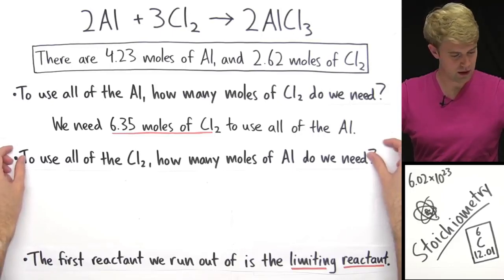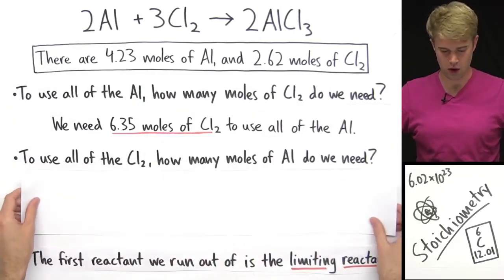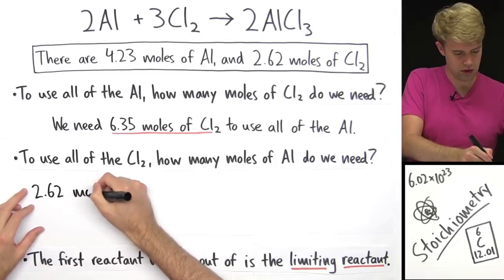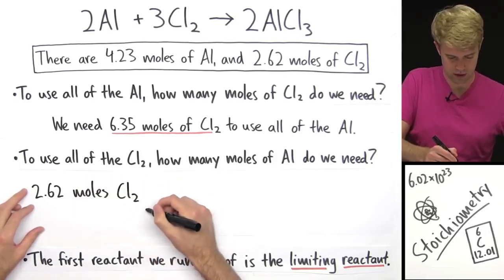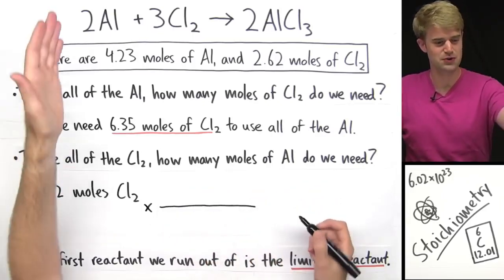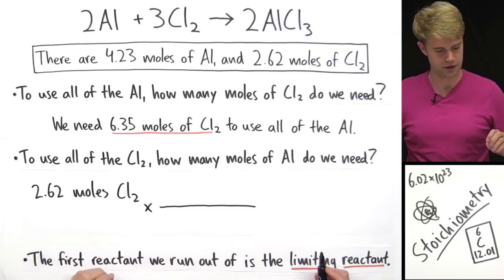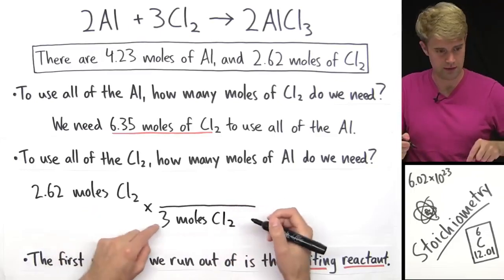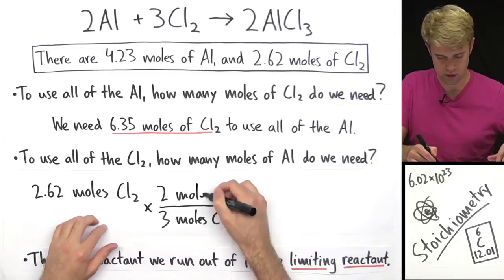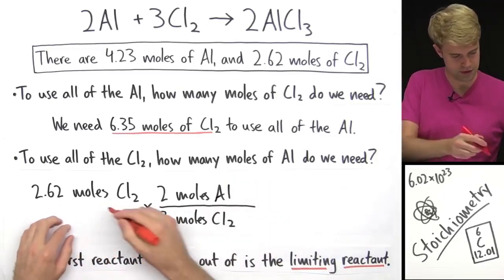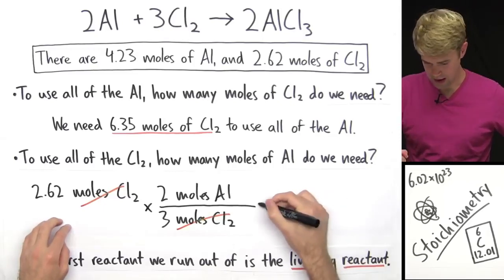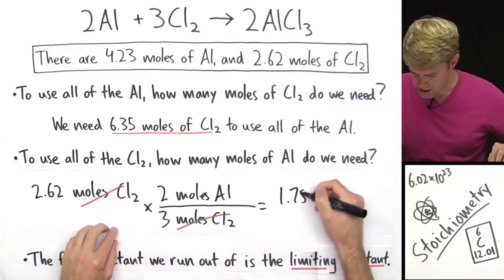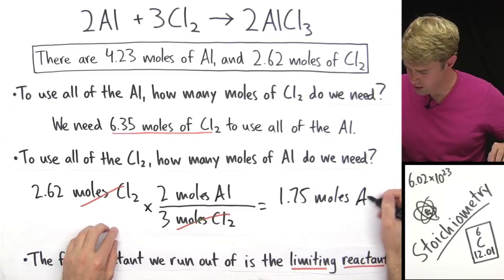Now we're going to ask the same thing, but starting with all of the Cl2, all of our total amount of it. Okay, so we have 2.62 moles of Cl2, of chlorine. I'm going to multiply that by a conversion factor that shows a relationship between moles of Al and moles of Cl2. I'm going to put Cl2 on the bottom, so I'm going to put 3 moles Cl2 down there. Up here, I'm going to put 2 moles of Al. Mole Cl2 cancels out, and this times this divided by this gives me 1.75 moles of Al.